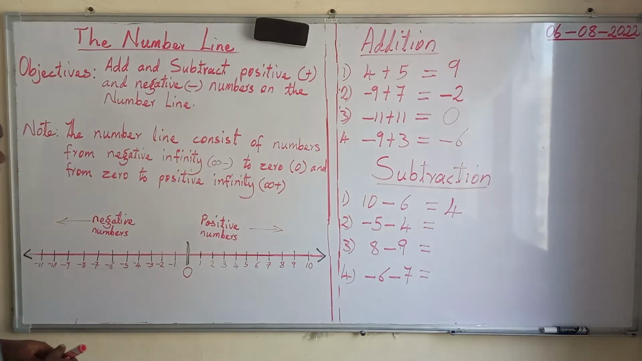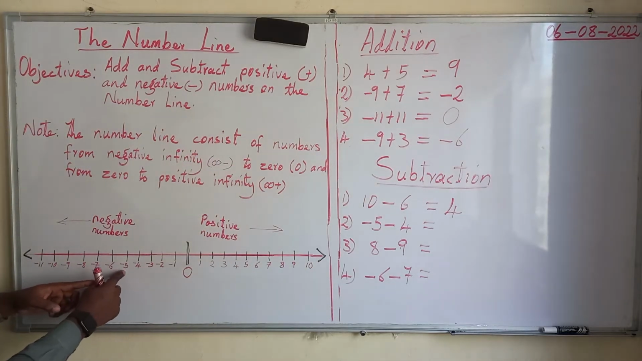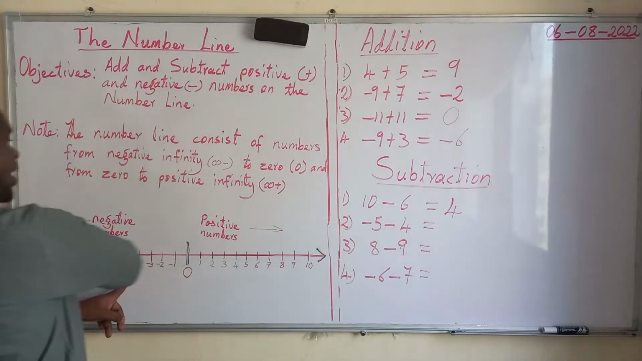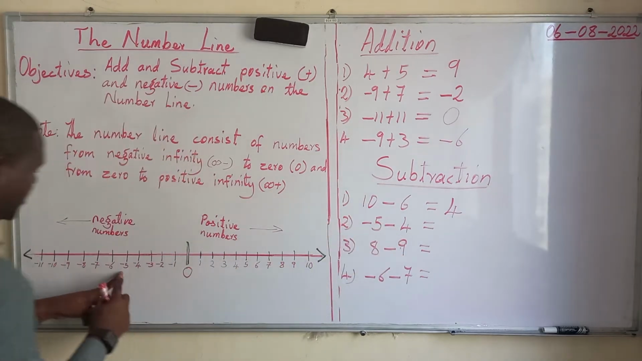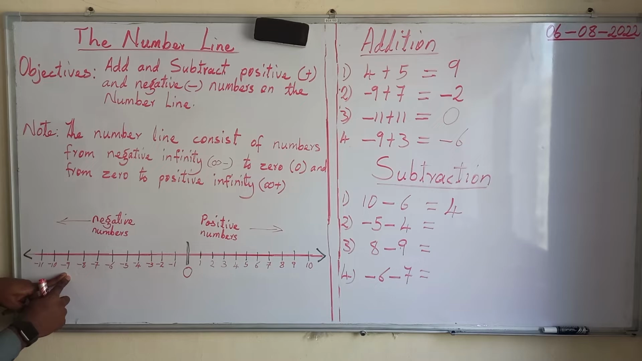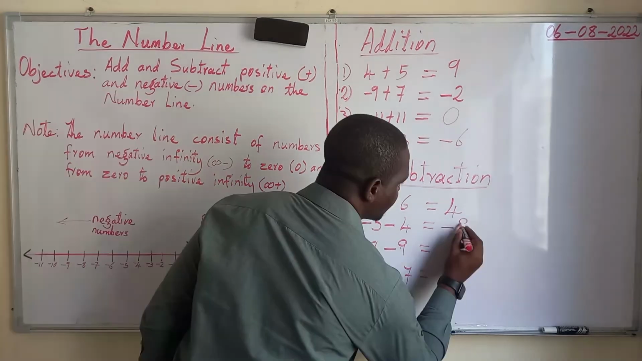Let's use the number line first. This is negative 5, and we are going to count 4 to the left because we are subtracting. So we count 4 to the left. 1, 2, 3, 4. Our answer is negative 9.